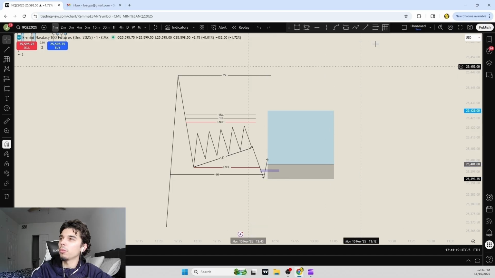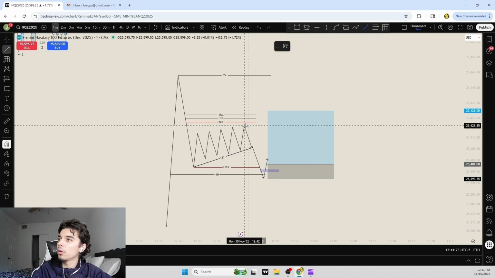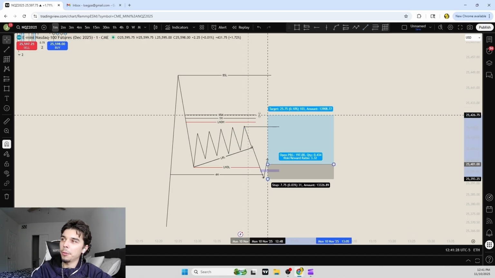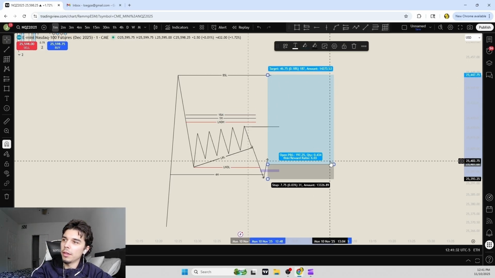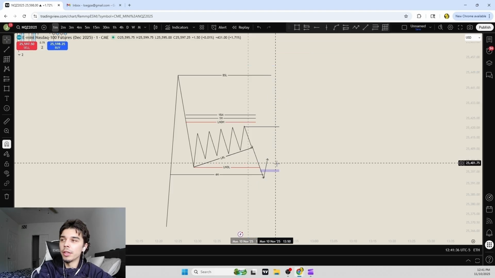Targeting what? We can target these highs right here. We can target London highs. We can target this unfilled 1-hour gap. We can target this 15-minute gap. Or if we want to leave runners, we can also target this buy side liquidity all the way up here. Okay, that is one scenario.